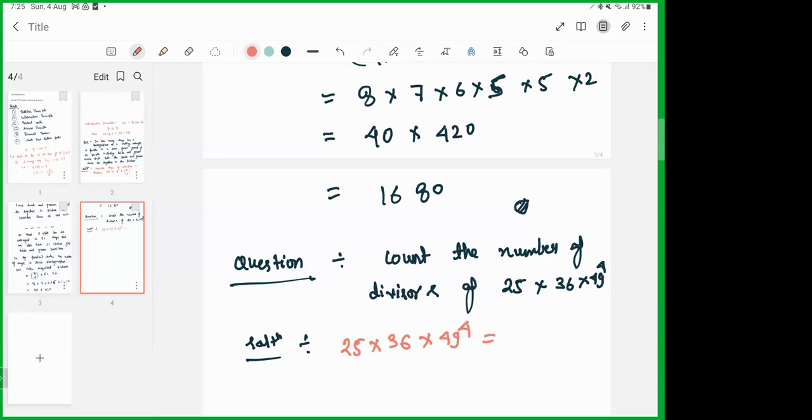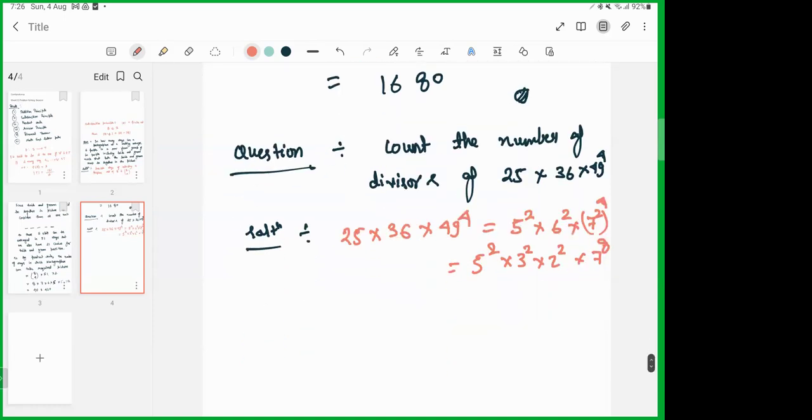So what is this? Do its prime factorization. So this is 5 square, this is 6 square, this is 7 square to the power 4. So this is 5 square, 3 square, 2 square, and 7 to the power 8. Now I have given you the prime factorization, so what is the number of divisors? So there would be 2 plus 1 into 2 plus 1 into 2 plus 1 into 8 plus 1. So the value came out to be 27 into 9.